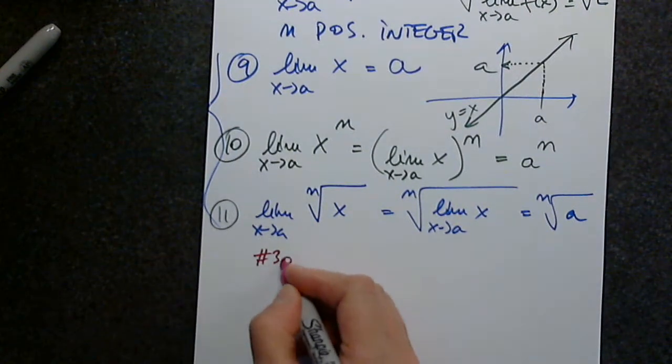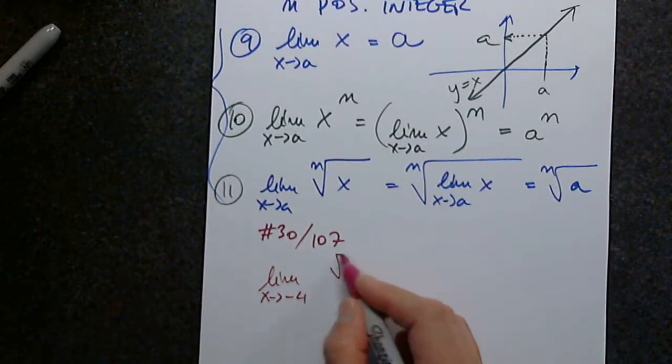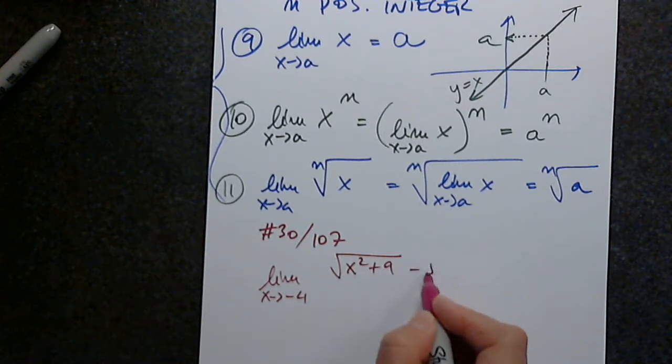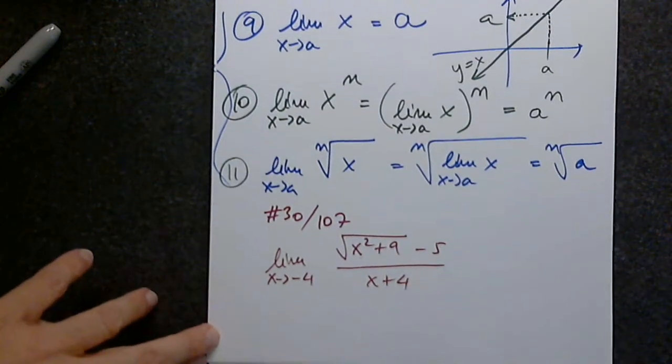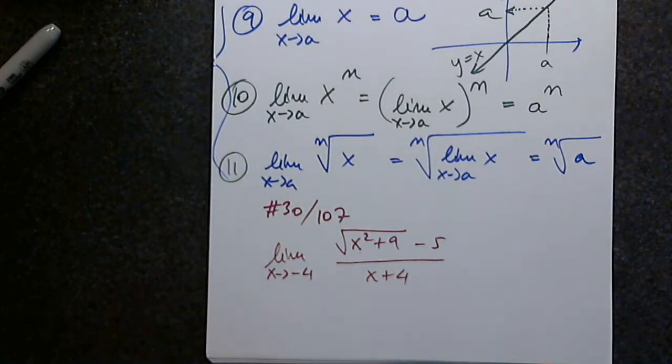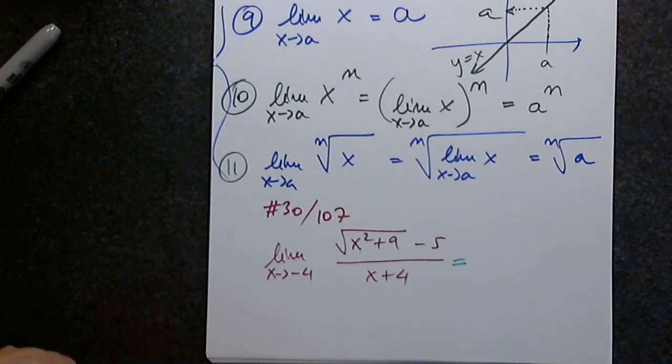So this is 30 on page 107, and this is the limit as x approaches negative 4 from either side of the square root of x squared plus 9 minus 5, divided by x plus 4. So this is a radical, and then we'll look at something else. We'll see, maybe a complex rational expression. Okay, we're asked to find this limit. What is the first thought? Mandatory thought. Plug it in. Please plug it in.